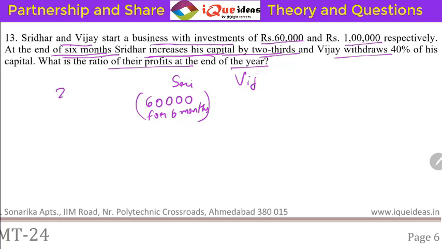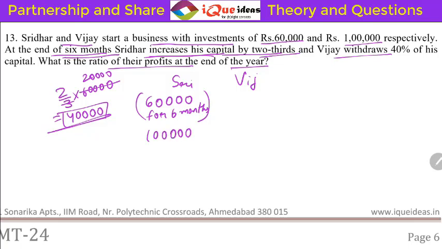2/3 of 60,000. Now what is 2/3 of 60,000? 3 cancels 60,000 20,000 times. 20 into 2 is 40,000. Okay. So that means he increases his capital by 40,000. So already it was 60,000. Add 40,000, so it will become 1 lakh. So 100,000. For how many months?